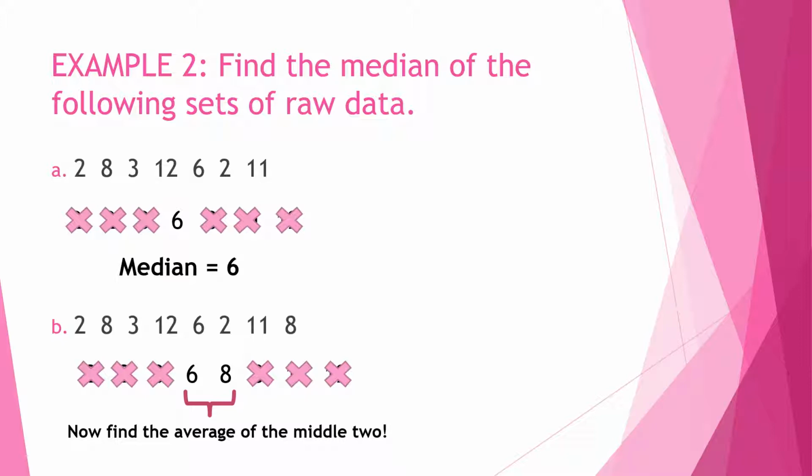Alright, so the average, or the mean, I should say, is where you take the numbers, add them up, and then divide by the number of data points. So you're going to do 6 plus 8 divided by 2. 6 plus 8 is 14, so 14 divided by 2 is 7. And there's your median. The median here is 7.